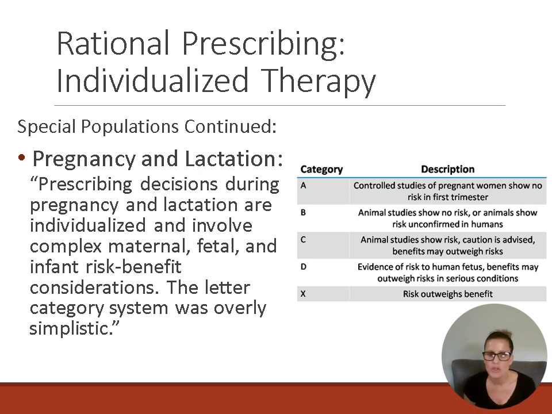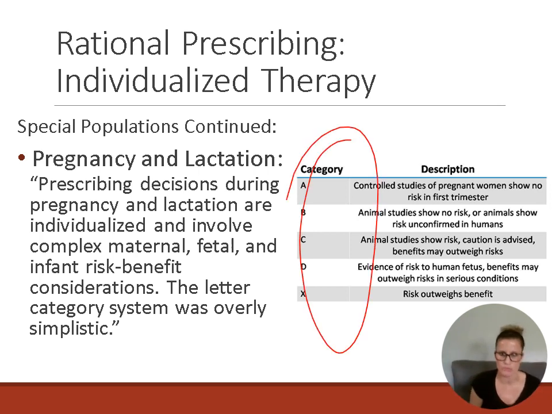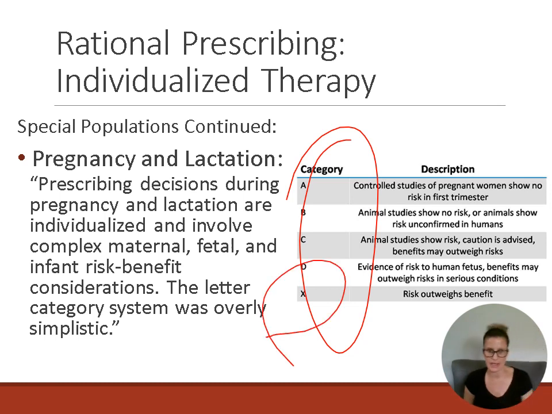So this is what we used to do. Drugs used to be classified as A, B, C, D, or X. For A, we have clinical trials showing that there's no risk to women who are pregnant. Not very many drugs are A rated because not many drugs are actually tested in pregnant women. All the way down to X, which is saying do not give it to pregnant women, period. We used to use this rating system, but it doesn't really give us enough information.